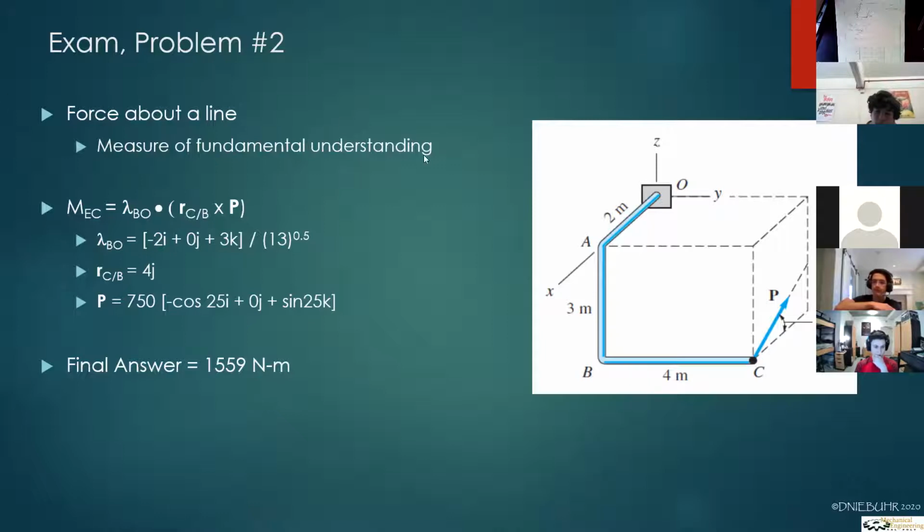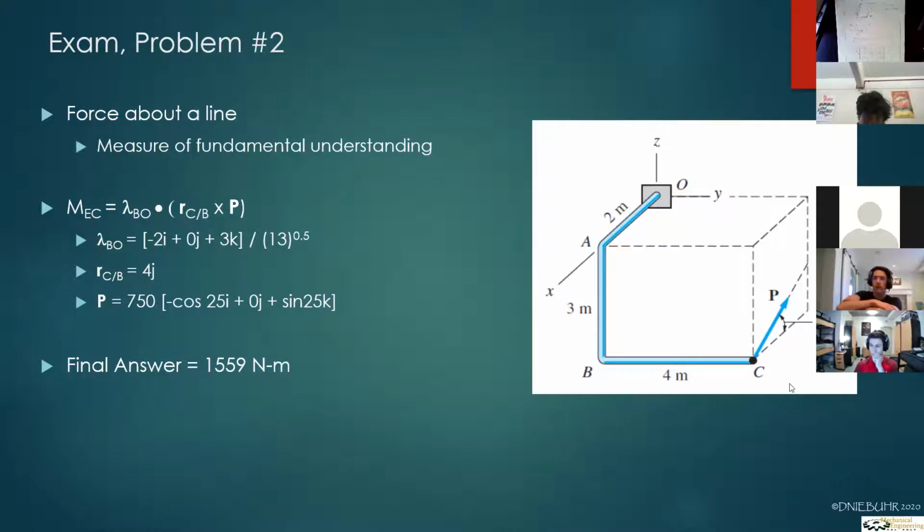So in this one, I've asked you to find a moment about the line B to O. So you have to identify that line, which is -2 in the X and +3 in the Z and 0 in the Y. And then you turn that into a unit vector. So this is all stuff right out of chapter 2. And then you want it to go from any point on the line to the force. So I picked B to C. So it's C relative to B, and that's a +4 in the Y.